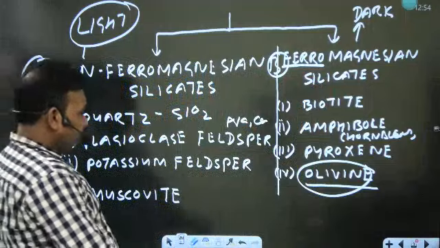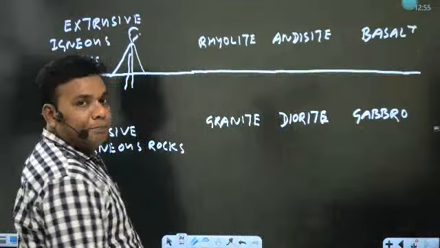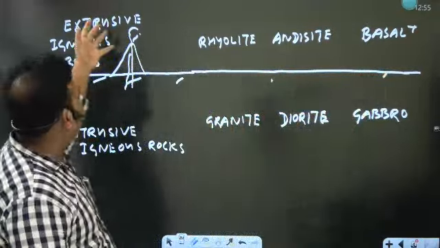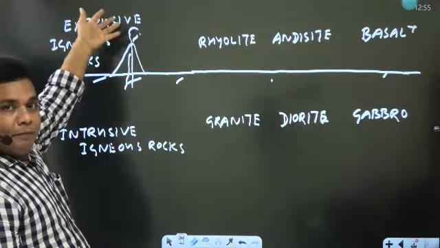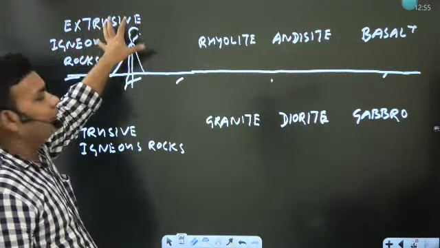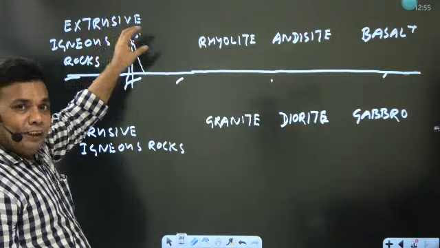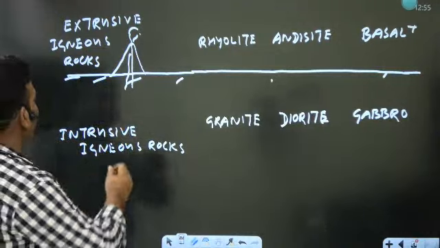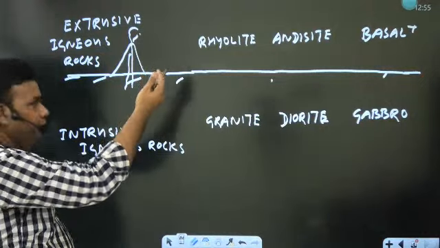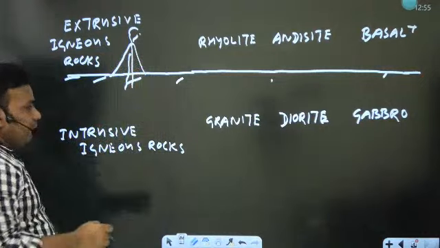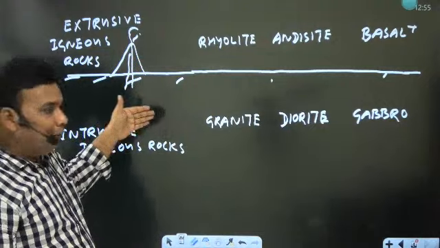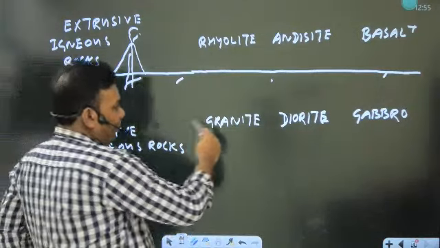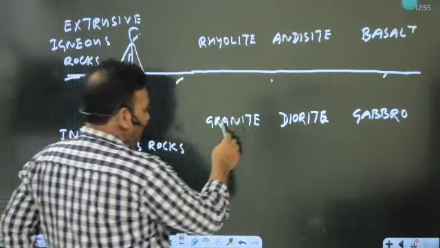Alright, if we look at the distribution of these minerals, this is our earth surface. After an eruption, lava comes outside, so the rate of cooling of lava will be fast. This is referred to as extrusive igneous rock, and here the size of the crystal will be small. The size of the crystal depends on the rate of cooling. In intrusive igneous rock, the magma takes time to cool, so the size of the crystal becomes larger and larger.